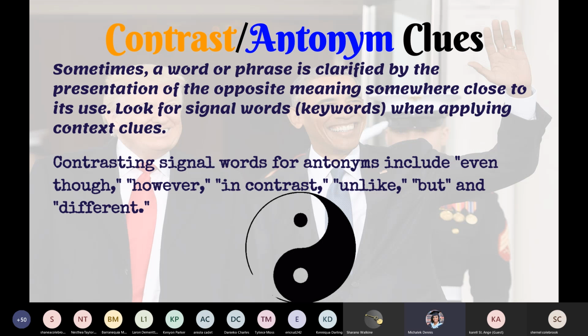Sometimes a word or phrase is clarified by the presentation or the opposite meaning somewhere close to its use. Look for signal words or keywords when applying context clues for contrast. Contrasting signal words for antonyms include: even though, however, in contrast, unlike, but, and different. So these are some of your signal words that you will see in a contrast or antonym clue sentence, okay?